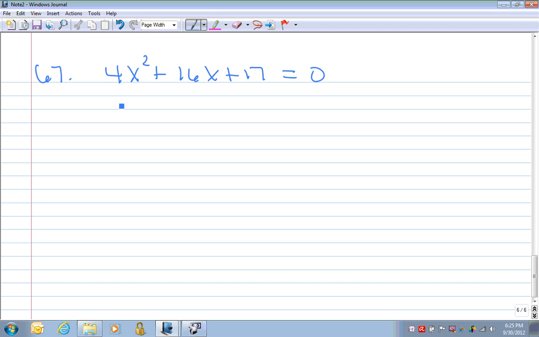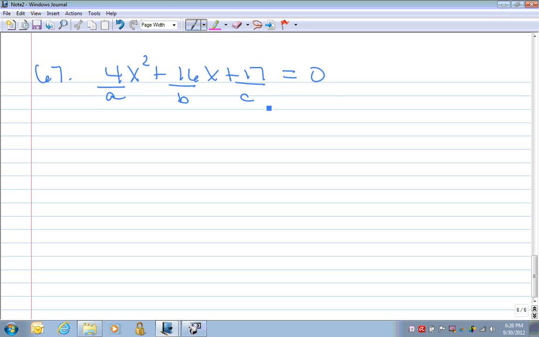So we can't divide anything through. We don't have any common factors. Those are always the things you want to start looking for. It looks like it's a little complicated, so we're going to go ahead and use the quadratic formula. Our a would be 4, our b will be positive 16, and our c will be 17.